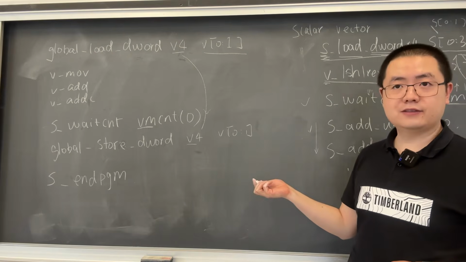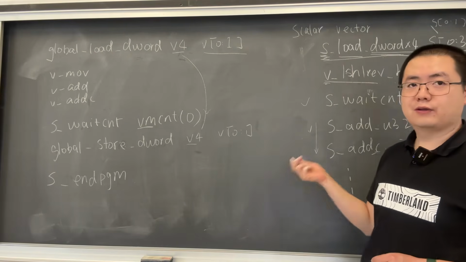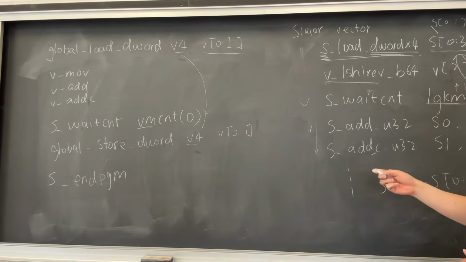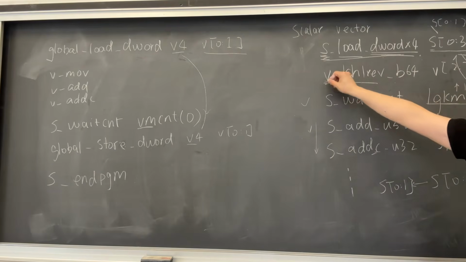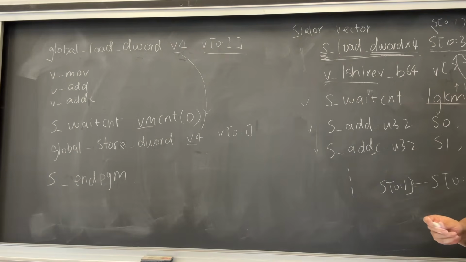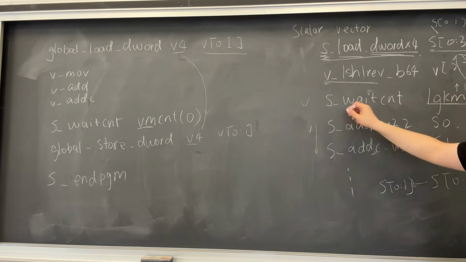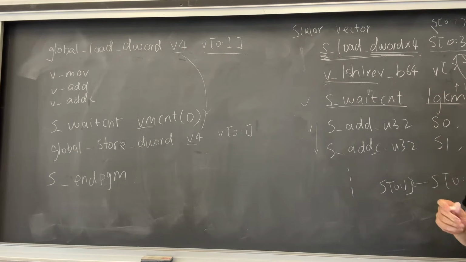Any questions? I think the most important part is the difference between vector and S instructions, and the use of S wait count and why S wait count is used here. Question: wait, you said NVIDIA doesn't have scalar and vector instructions?